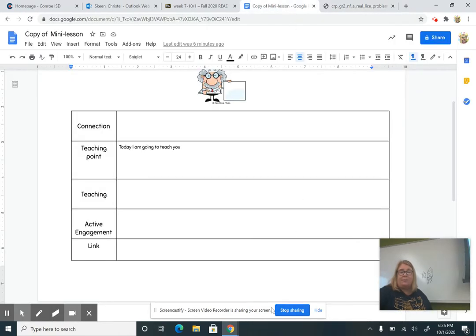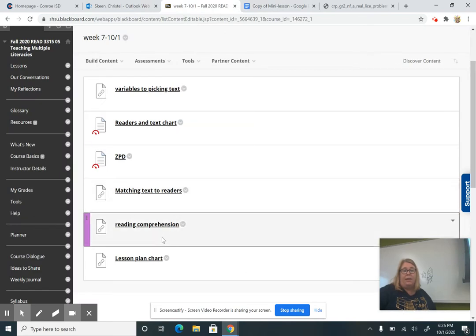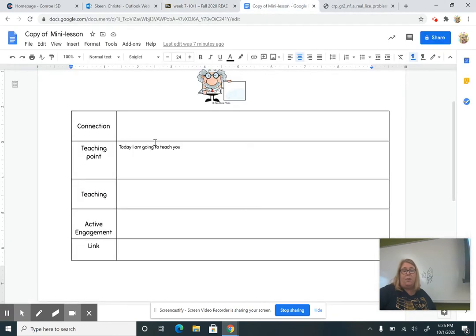So this is the lesson plan form that I like. What you're going to do is pick a reading strategy. You can pick it from here, reading comprehension. There's a bunch of strategies in there, there's 25. Or you can pick it from somewhere else, and you're going to do a connection. Hey, I'm going to teach you guys a reading strategy. Today I'm going to teach you how to do this strategy. You're going to show how you would teach it with text. Then you're going to talk about how you're going to engage the kids to try it together, and then how you're going to link it to what they already do.